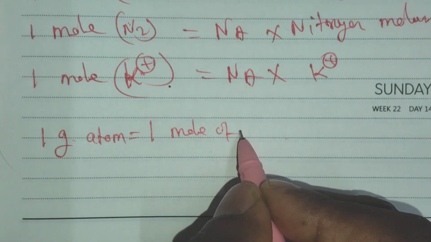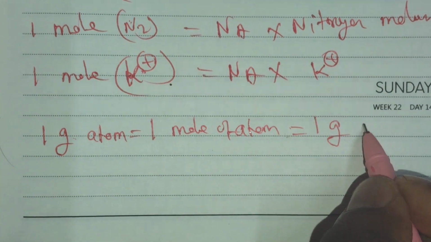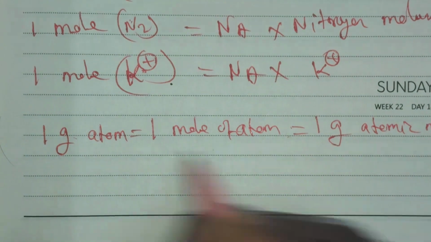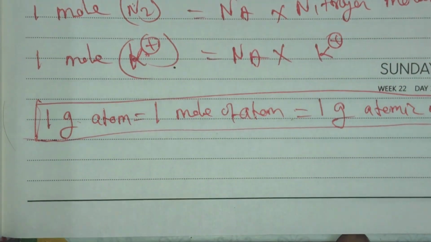Then another important one: 1 gram atom is equal to 1 mole of atoms, and also 1 gram atomic mass. This relation must be familiar, and everyone should understand it.